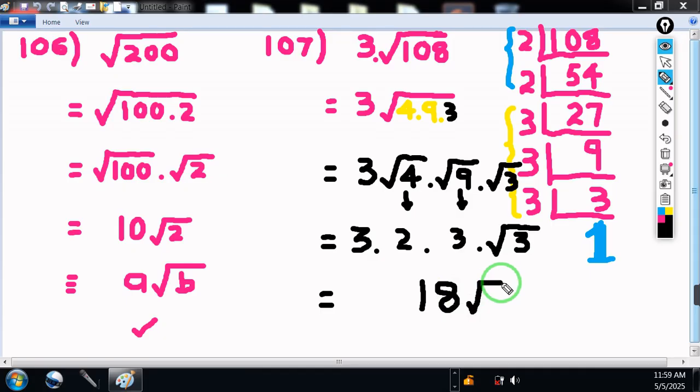18 square root. Now you say square root because square root of 3. And then you compare A square root B. So you can say A is 18, and B is 3. Wunderbar. We are getting there.